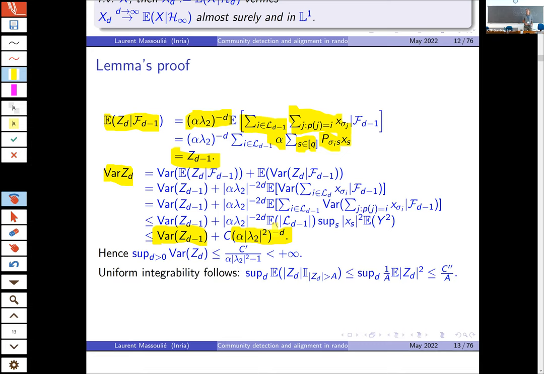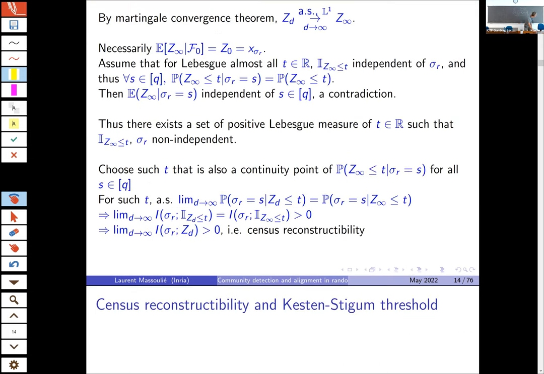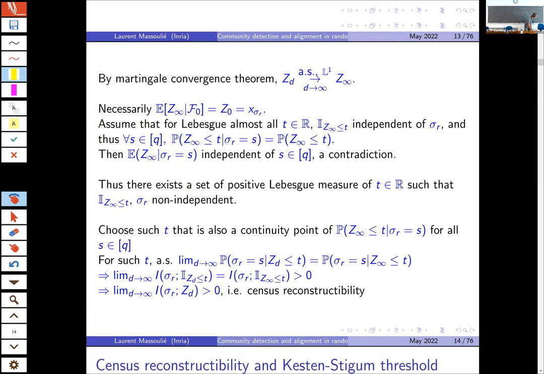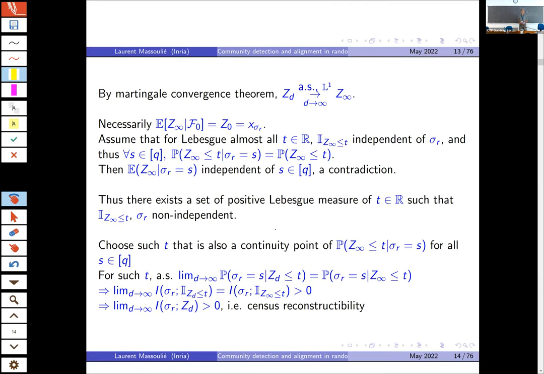Since we assume alpha lambda 2 squared larger than one, we know that we are adding a contribution to go from variance at step D minus one to variance at step D that has a finite sum. So the variances are uniformly bounded. Okay, so that's how we get uniform integrability. And there's a bit more work to show that, because of this uniform integrability, there is non-vanishing mutual information between the spin at the root and the census at generation D. I don't know if I want to go through the details, but that's the key step, showing uniform integrability.